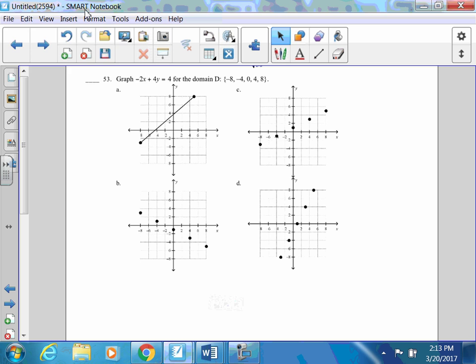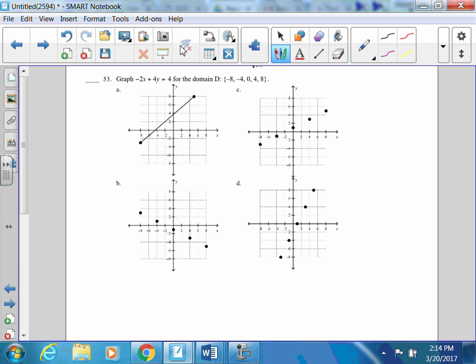All right, 53, again, we're talking about domain and range. We have the graph. So graph this for the domain is that. So what would that graph look like? We're just graphing the domain there of -8, -4, 0, 4, and 8. So what we need to do is figure out where those ordered pairs are going to go.